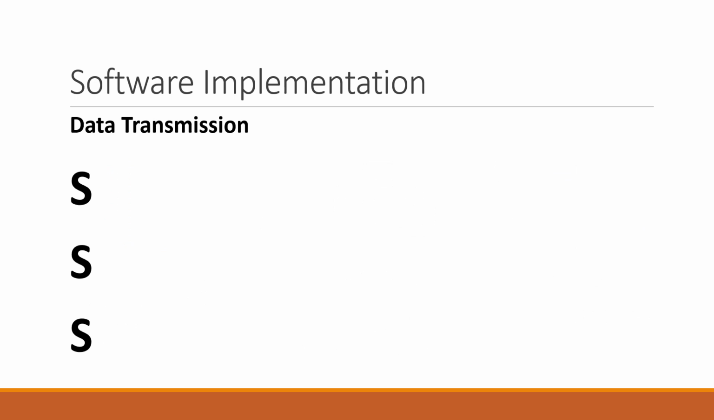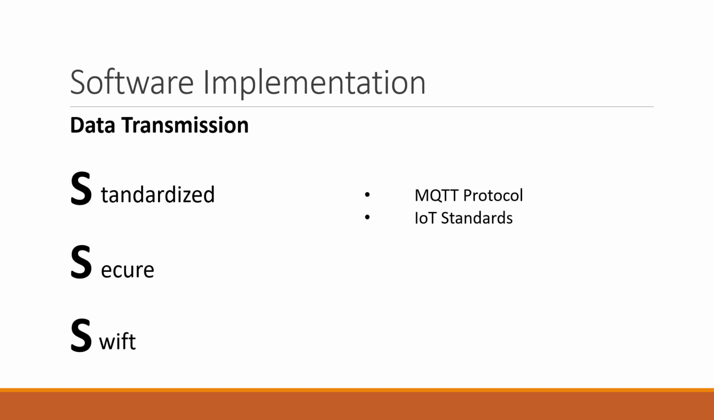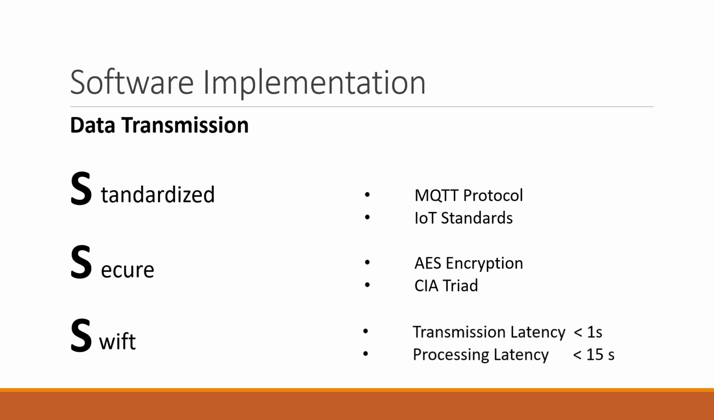The data transmission phase can be described using three S's: standardized, secure, and swift. The MQTT protocol, which is an IoT standard protocol, has been used. AES encryption for enhanced security has been used during data transmission. The transmission latency and processing latency are real time and thus very low.